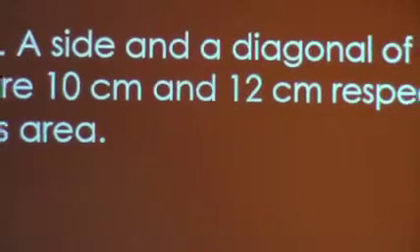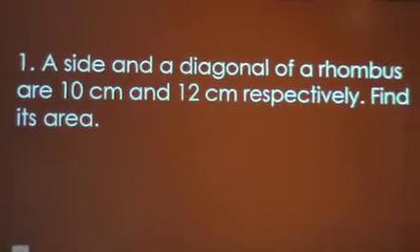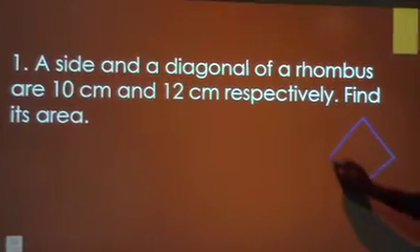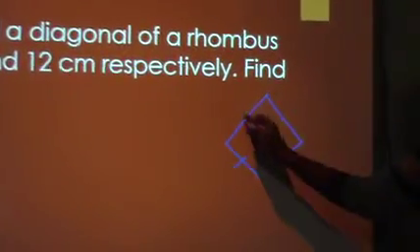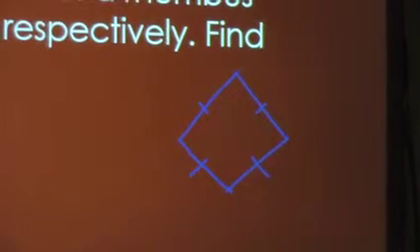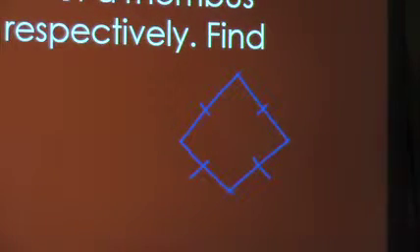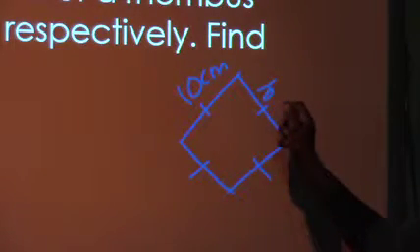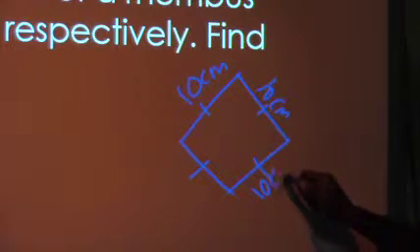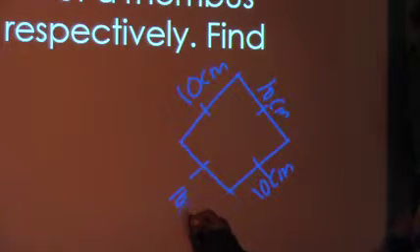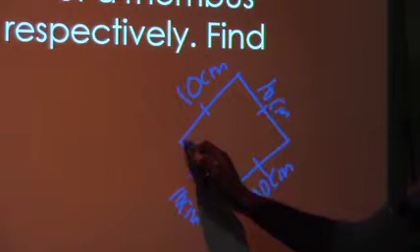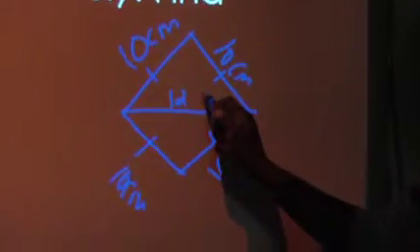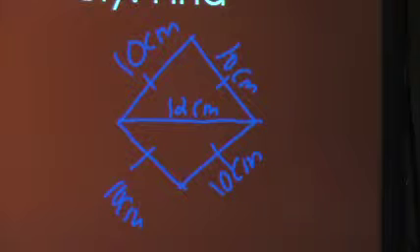It says that the side and the diagonal of a rhombus. So let's sketch a rhombus over here. In a rhombus, we know that all these sides are equal. They say the side and the diagonal are 10 centimeters and 12 centimeters respectively. That means the side will be 10 centimeters. So if one side is 10 centimeters, the other side will be 10 centimeters, the other side is going to be 10 centimeters. So the diagonal, say this diagonal is 12 centimeters. Well, what can we do?